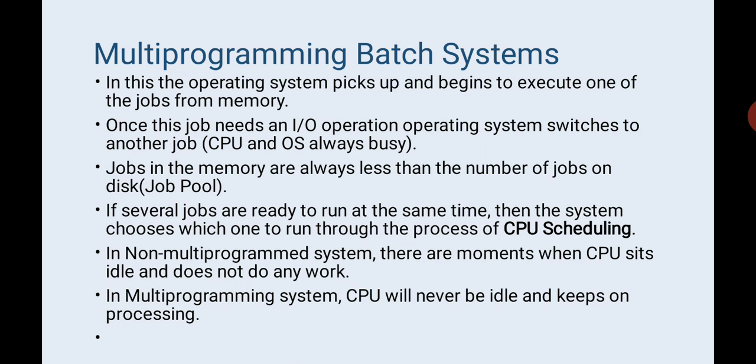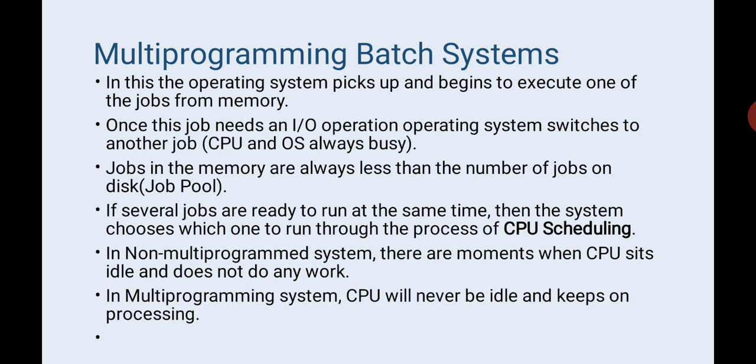Okay. The next is the multiprogramming batch system. See, in a multiprogramming batch system, the operating system picks up and begins to execute one of the jobs from the memory. Once this job needs an input output, it switches to the next job. So the two are being executed, we can say, at the same time. This is how multiprogramming is employed in it.